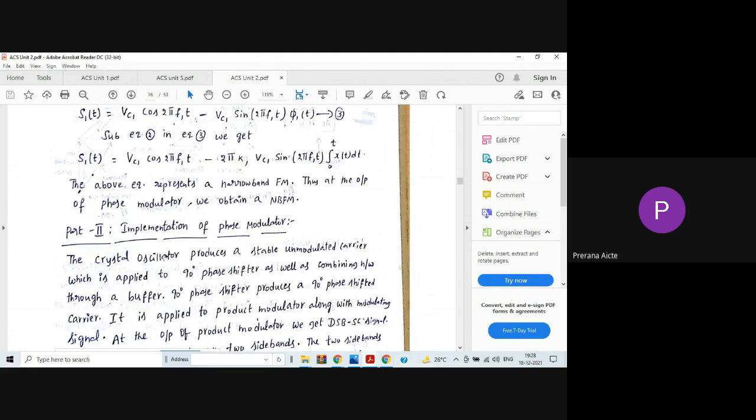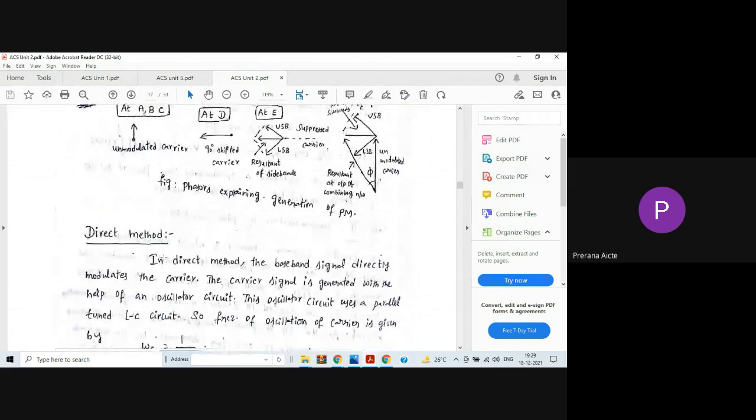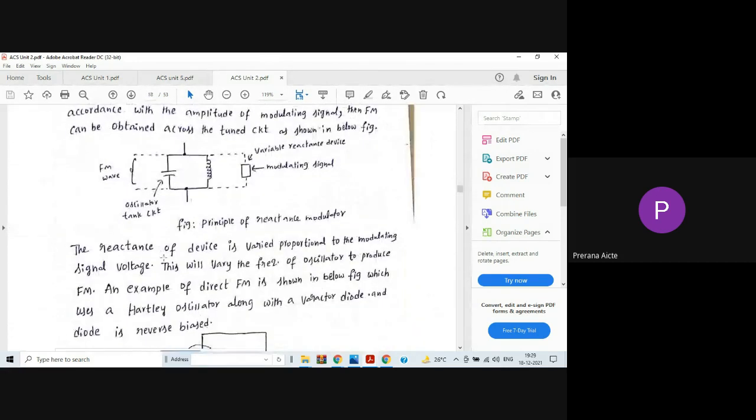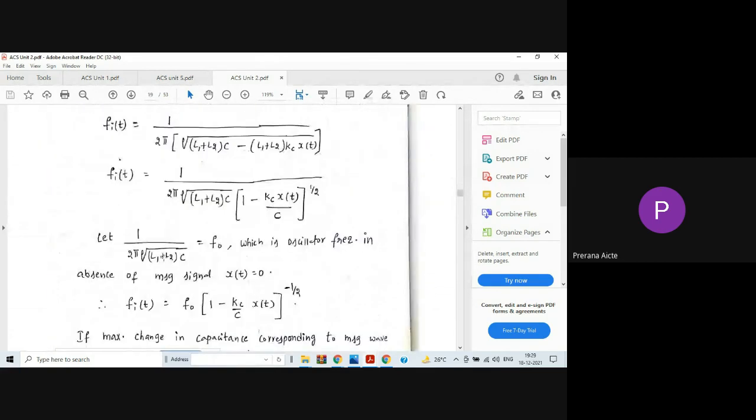Okay. Now we see how do you generate the FM wave, right? Then how do you get the message signal from the frequency modulated wave?